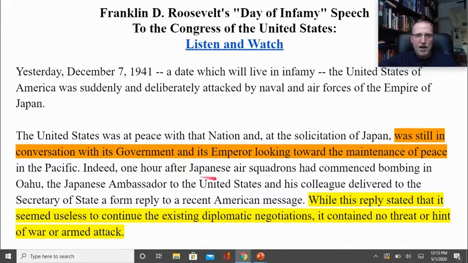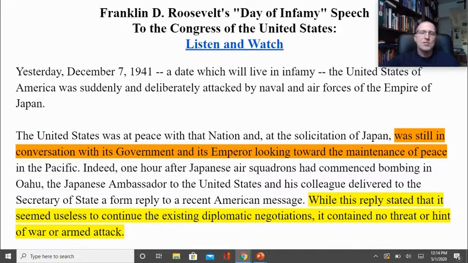Even this, indeed, one hour after Japanese air squadrons had commenced bombing in Oahu, they were trying to make us believe, up until the attack and even after that attack, when word was starting to slowly get out, that we were at peace. So there was no indication whatsoever that the Japanese were going to go to war with the United States or bomb Pearl Harbor.